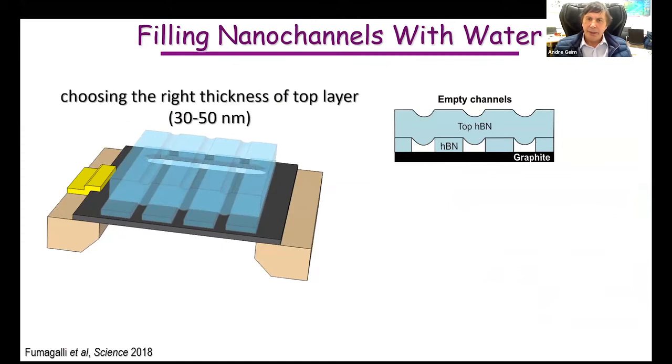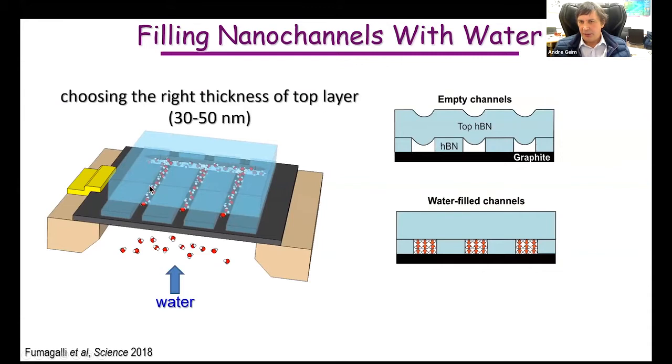The experiment looks like this. We intentionally used a relatively thin top layer so it can sag inside due to interaction of the top layer with sidewalls. It's quite a well-known phenomenon. Then we exposed this setup to water and found out that when water fills those capillaries, the top layer becomes essentially flat. It's important in many cases to make sure that water fills those capillaries. You will see later why. So we use this sagging as a good indication that there is water inside those channels.